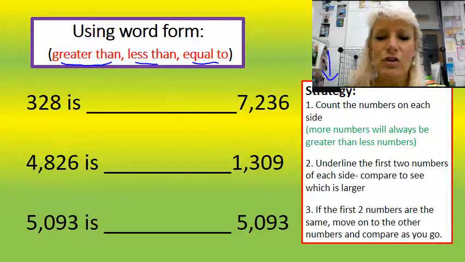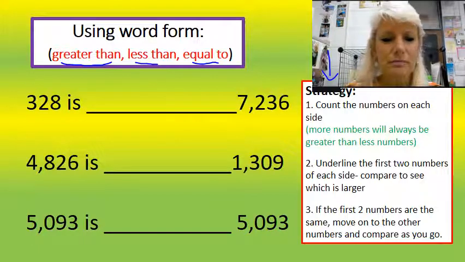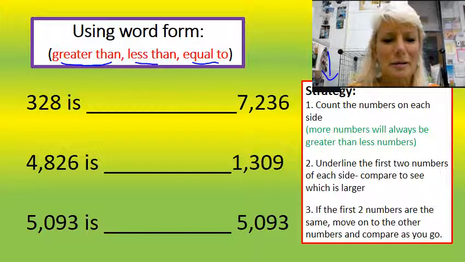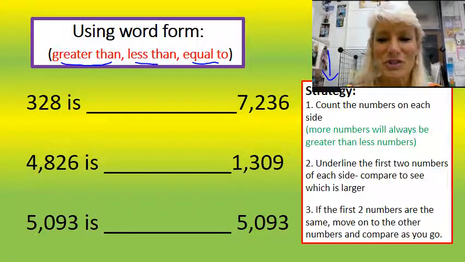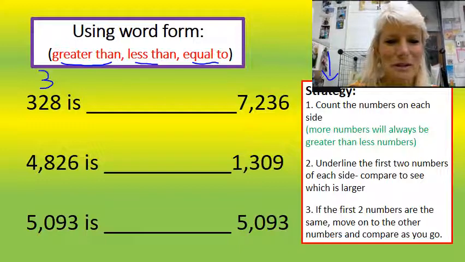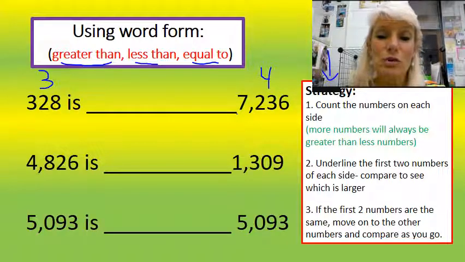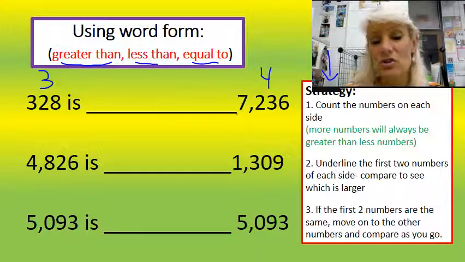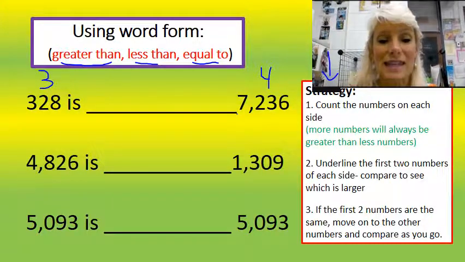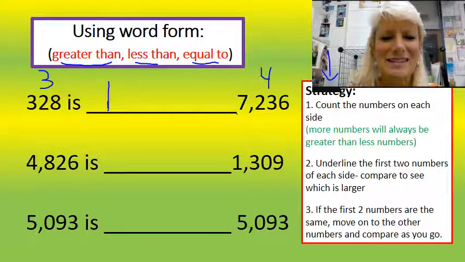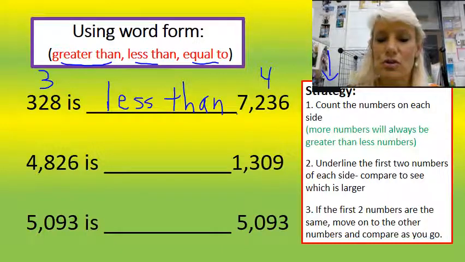compare some numbers. First of all, I want to count the numbers on each side. So I go over here and I see 1, 2, 3. This has 3. My pen's not wanting to work. I have 3 over here, and I have 1, 2, 3, 4. I have 4 over here. Now, more numbers will always be greater than less numbers. So this tells me that 328 is less than 7,236. In this case, I didn't even need to use the next strategy because more numbers will always be greater than less numbers. Let's look at the next one.